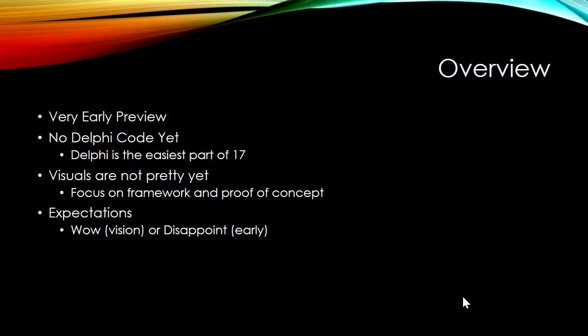So the overview, what we're going to talk about today is a really very early preview. There's no Delphi code to show yet, and this might sound strange, but Delphi is the easiest part of 17 because the initial code for 17 is largely the same as 16 with just integration of IWML. So that code is much, much smaller. The majority of our work is in what's called IWCL, and this used to be written in JavaScript, but now it's in TypeScript, and that's where the majority of our work is going right now.